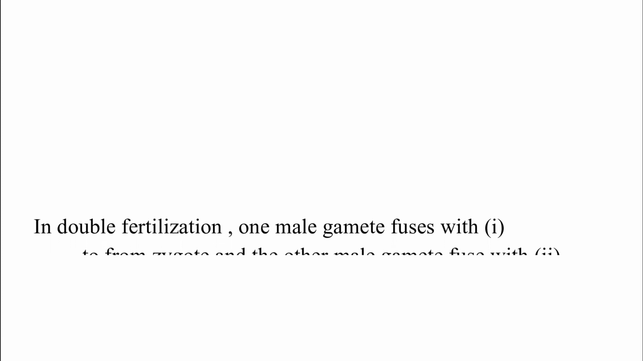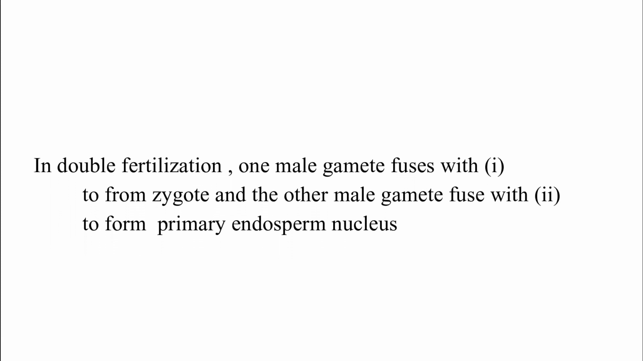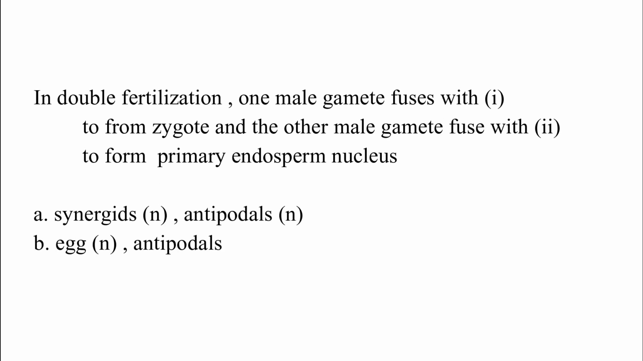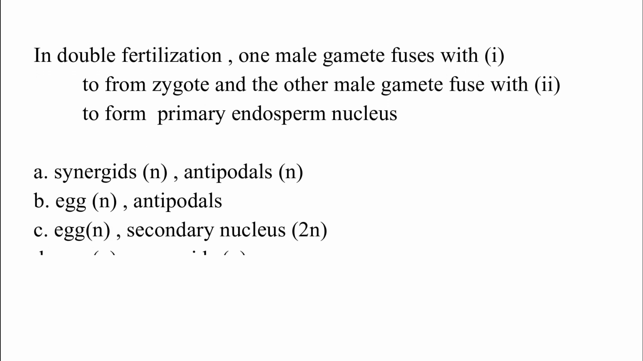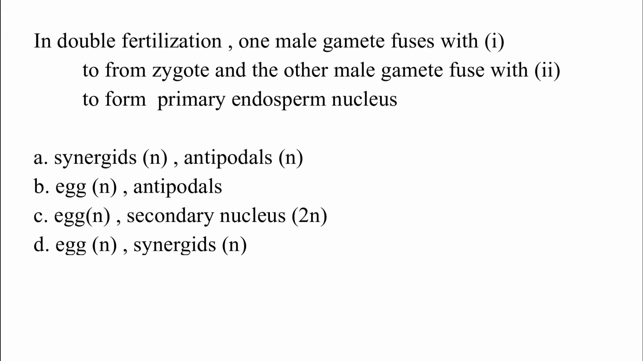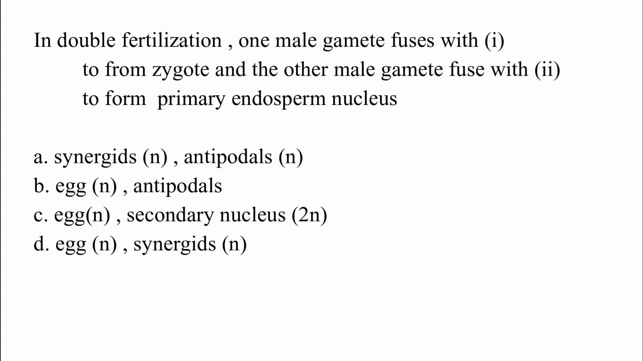In double fertilization, one male gamete fuses with n to form zygote and the other male gamete fuses with 2n to form primary endosperm nucleus. Option A, synergid, antipodal. Option B, egg, antipodal. Option C, egg, secondary nucleus. Option D, egg, synergid. The correct answer is option C, which is egg and secondary nucleus.